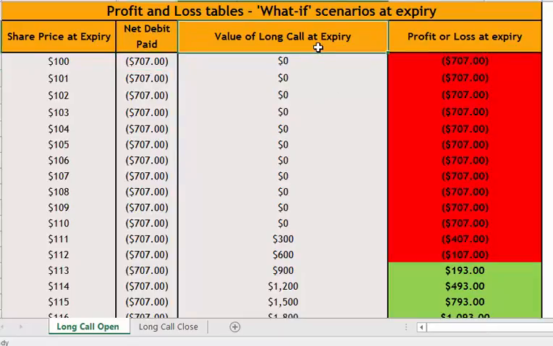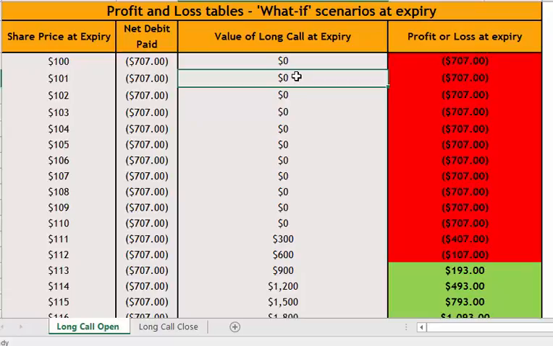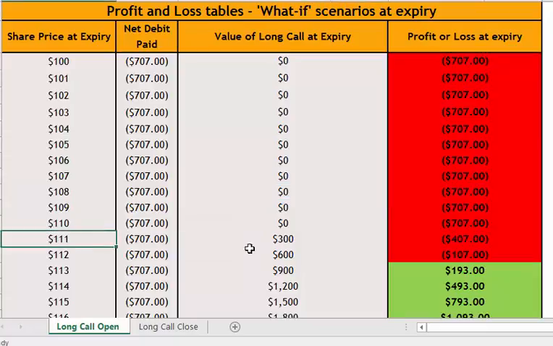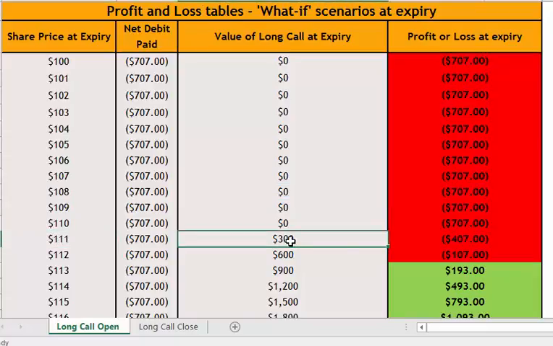Underneath is the value of the long call at expiry. So the system is automatically calculating what your 3 contracts of the Apple 110 call are worth. So you can see that call options have absolutely zero value in them when they're out of the money. So you can see with this situation below 110, there's no value in those call options because the call options are out of the money at that stage. But when the share price is at 111 at expiry, we're now getting $1 of value. We did 3 contracts, so that equals $300 of value, and so on and so forth.